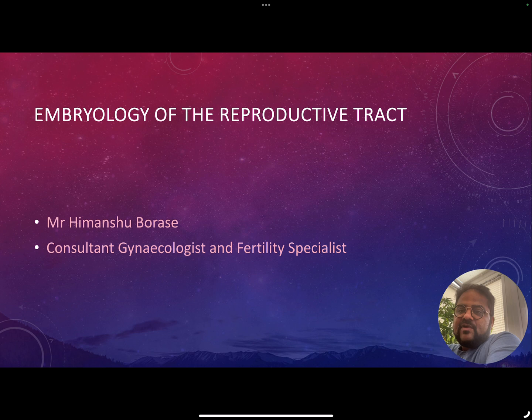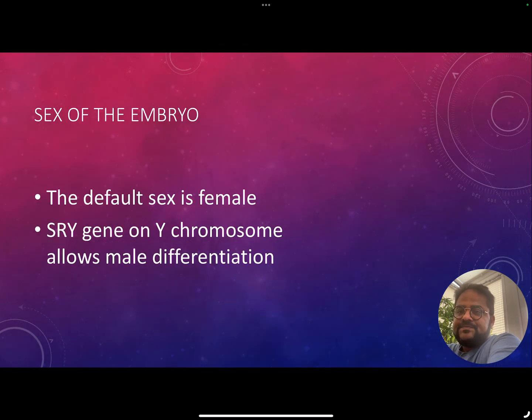And today we are going to talk about embryology of the reproductive tract. So now we all probably know this already that the embryo's default sex is female, meaning if the embryo does not have a Y chromosome, then it will automatically develop into a female embryo. That's why all Turner embryos are females.